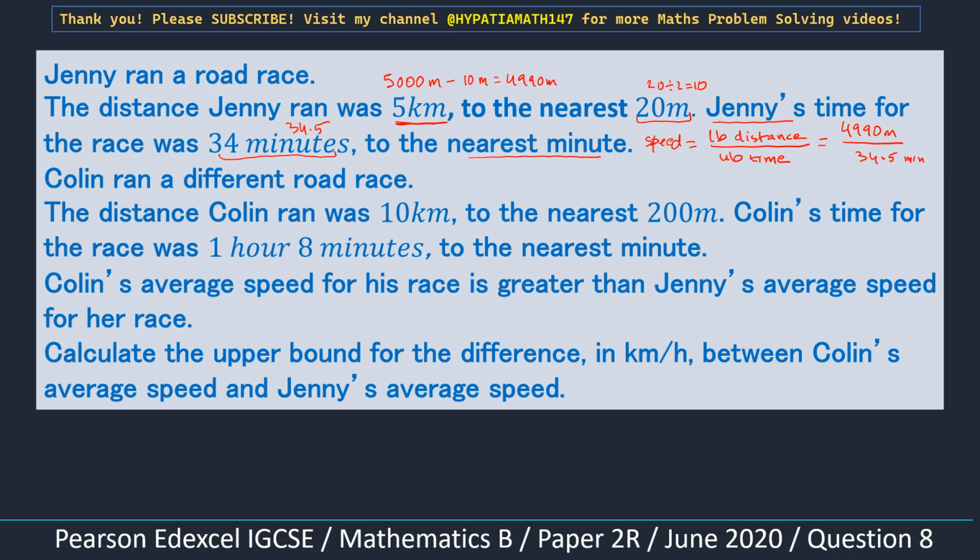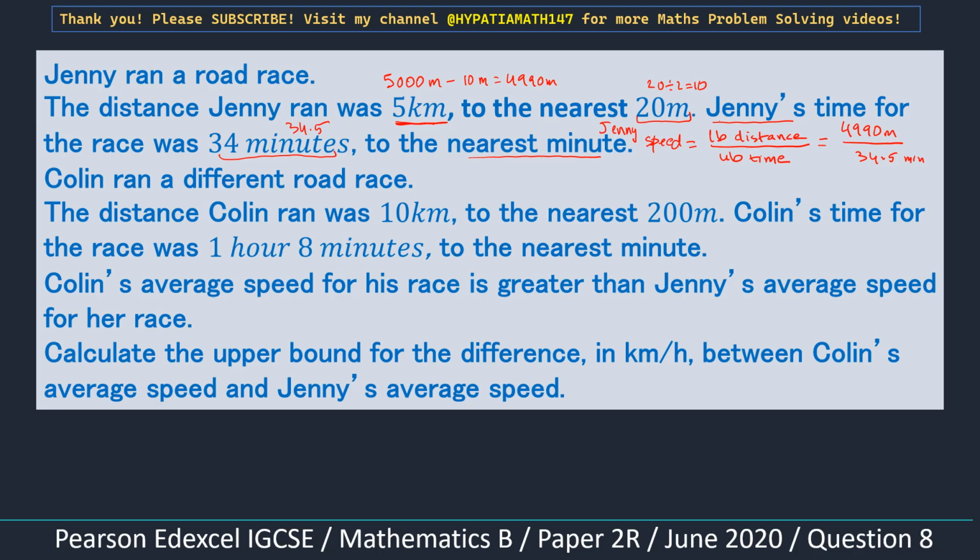So that is Jenny's speed, right? So that's Jenny's speed. Now we come to Colin. So what's happening for Colin? For Colin, what we have to do is find his highest possible speed. So his average speed has to be the highest possible.